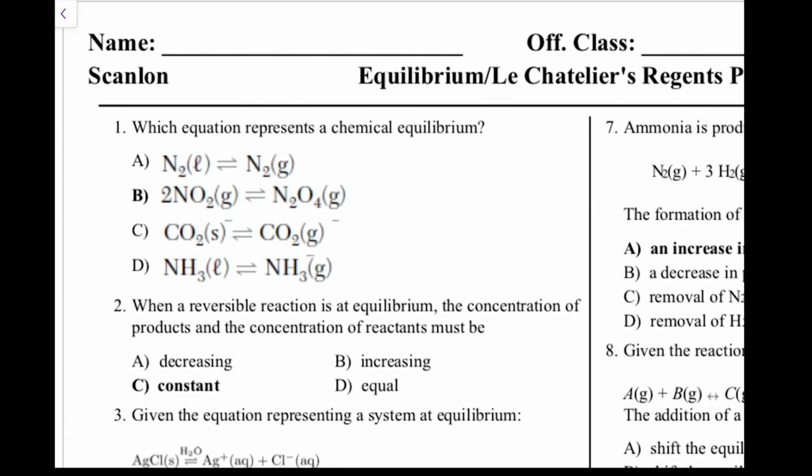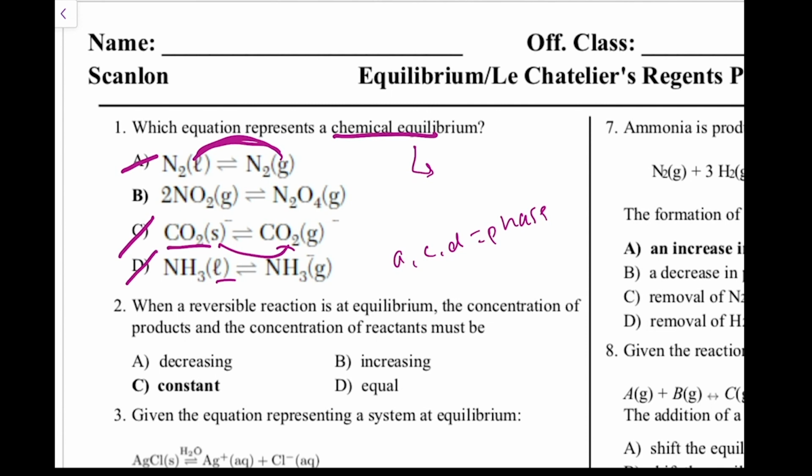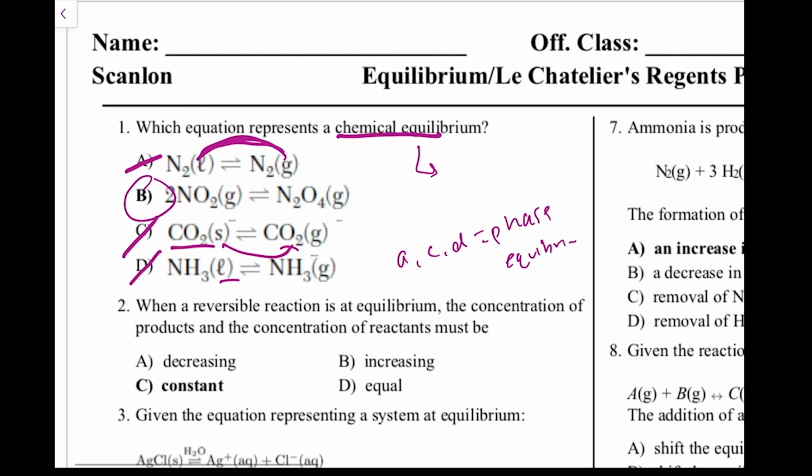Number 1, what represents chemical equilibrium? If you go back to your notes, chemical equilibrium is when you're flipping between two different chemicals. A cannot be right because it's the same thing. If you're switching between phases, that's phase equilibrium. That's what C and D are showing as well: same compound, but different phases. So A, C, and D are your phase equilibriums. B is the only answer to show the equilibrium between different chemicals.